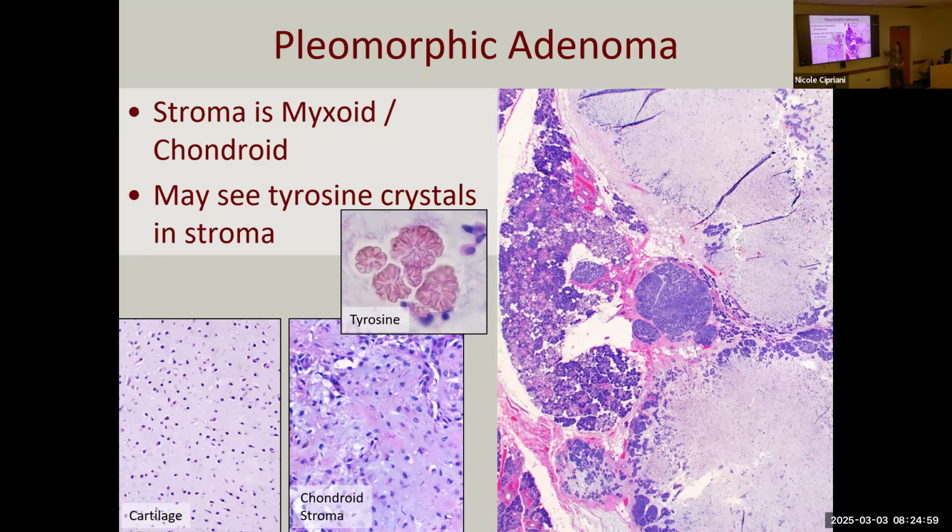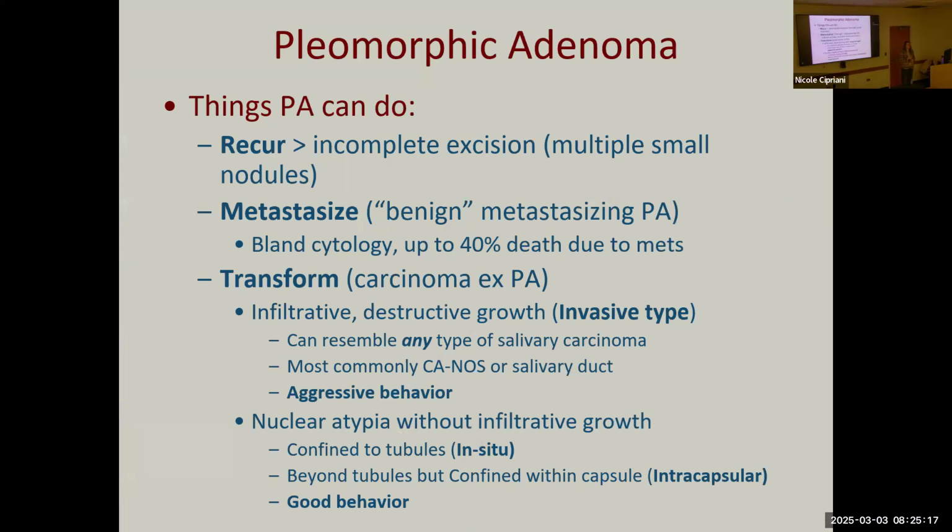Okay. The other unique thing that you may see in the stroma of PAs are tyrosine crystals. They basically don't happen in other salivary neoplasms, so that can be helpful if you see it. And just remember that the chondroid stroma of a PA can look very much like cartilage. So what can PA do? It can recur significantly right after incomplete excision, and it presents as multiple nodules percolating through the residual tissue. Some people think that it can metastasize in a morphologically benign manner, but I don't know. This is controversial. This might not actually be a PA. This might have been some other low-grade salivary carcinoma. So maybe a question mark on that one.